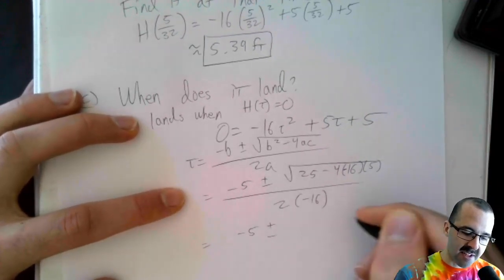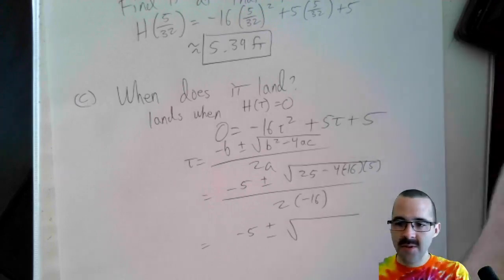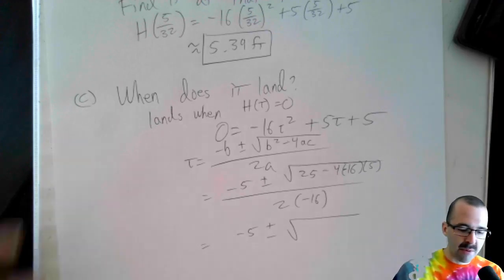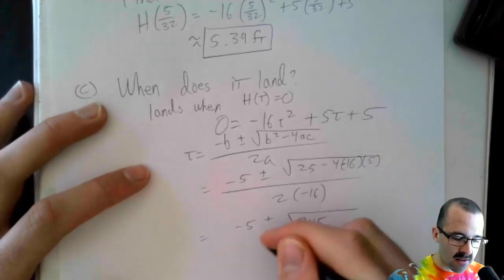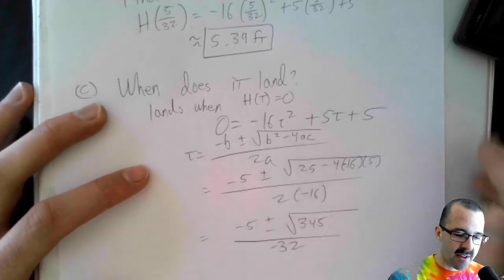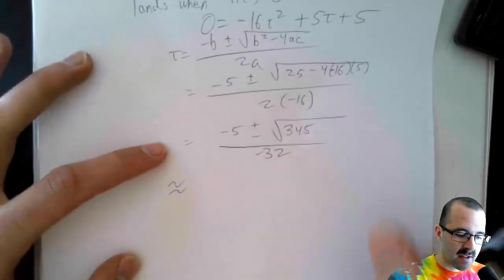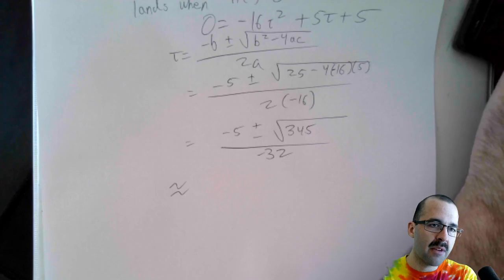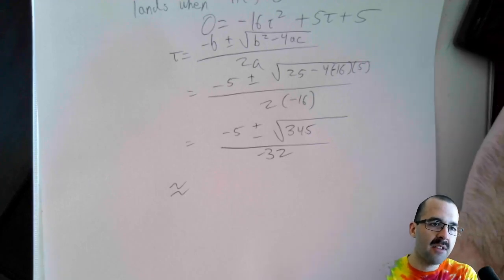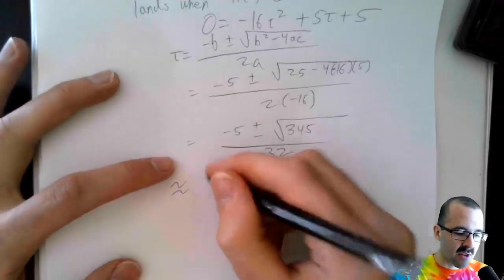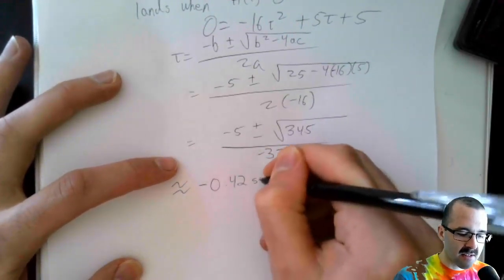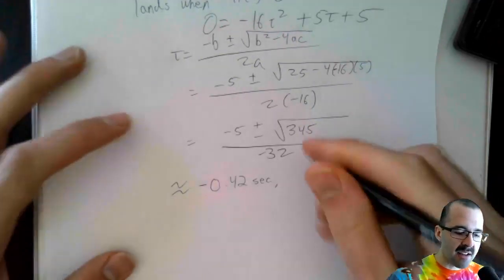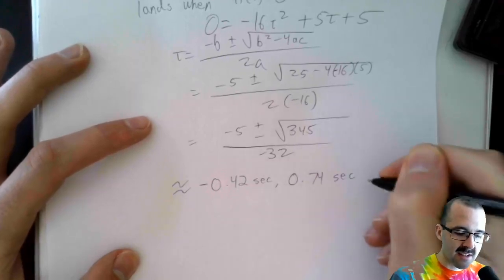Which is negative 5 plus or minus the square root. This simplifies to, what is that radicand? 25 plus 4 times 16 times 5, 345, all over negative 32. Let's approximate our answers. If one of these answers is negative 5 plus the square root of 345 divided by negative 32, that's going to be negative 0.42 seconds. The other answer is going to be positive 0.74 seconds.